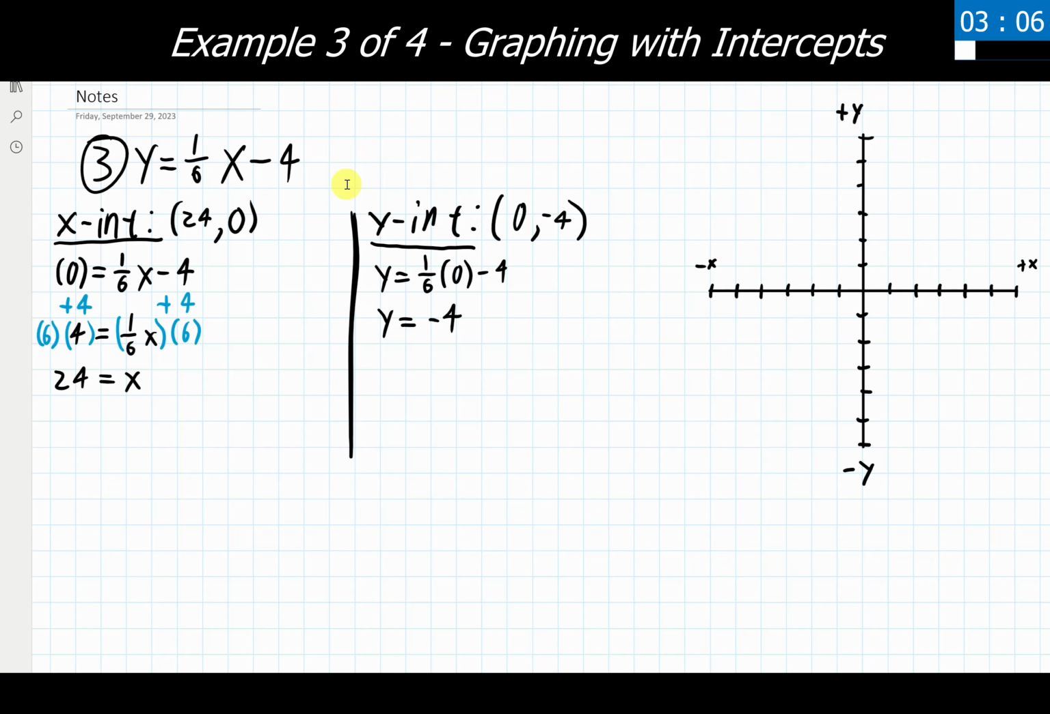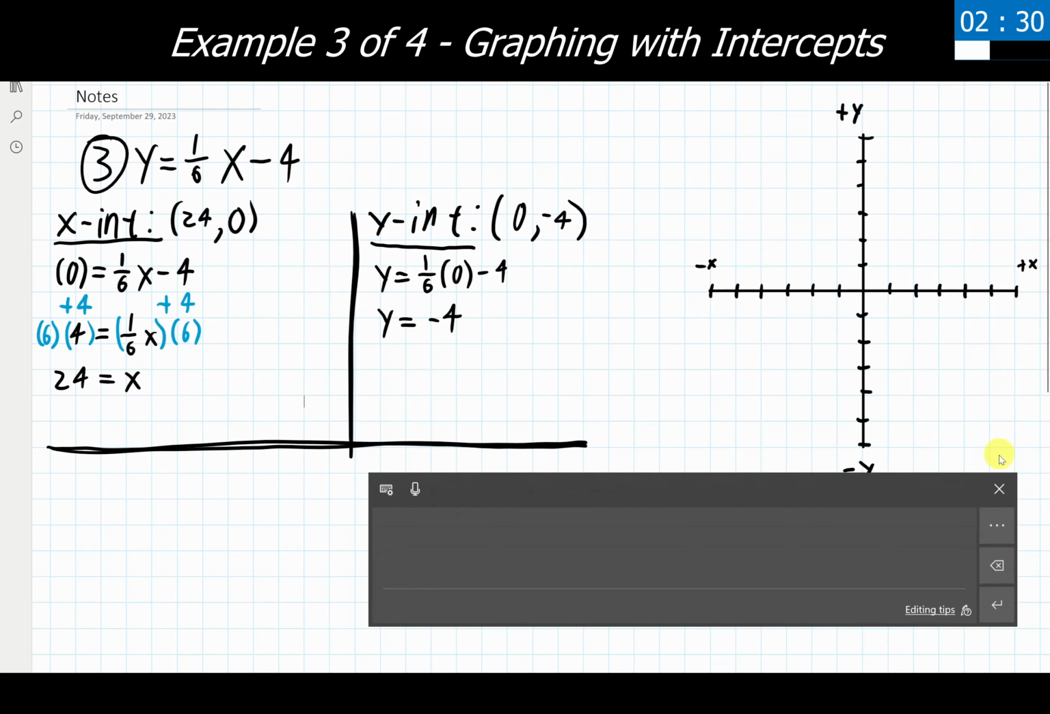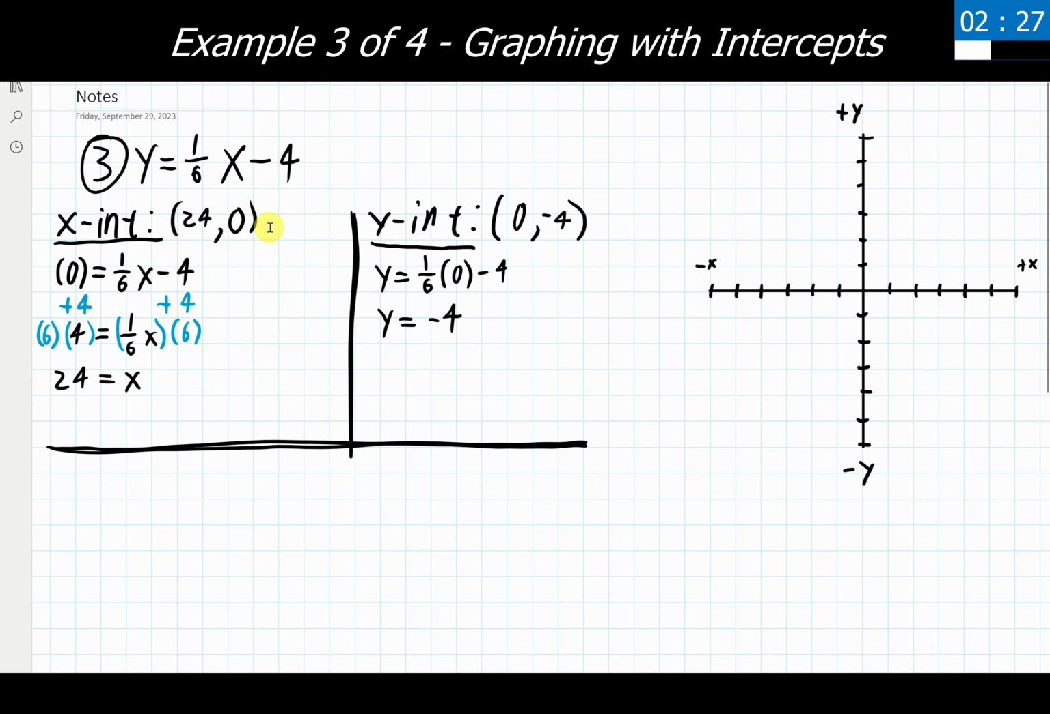Okay, so if we're looking at this, we've got our 2 points. The x-intercept is over at 24, 0, and the y-intercept is at 0, -4. So 0, -4, we could probably graph on here fairly easily if we wanted to. 24, 0, we might have to do some really weird kind of funky spacing for our x-axis if we wanted to graph that thing. So let's take this opportunity to find another point. Maybe we can find something that isn't going to be as far in the positive direction as this 24, 0.